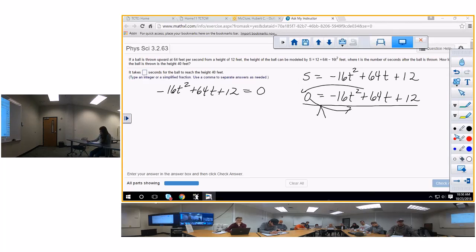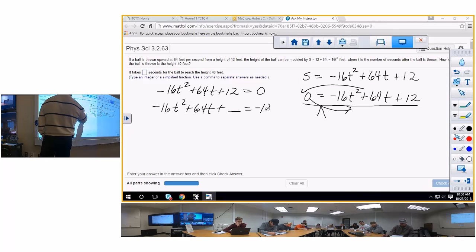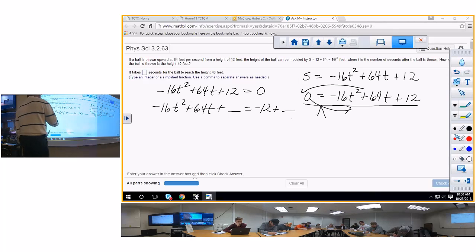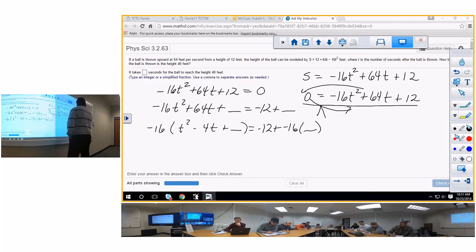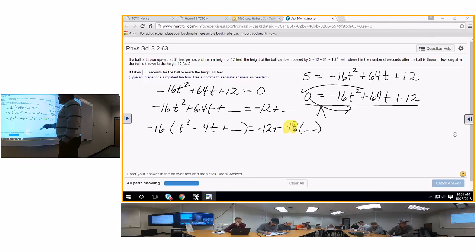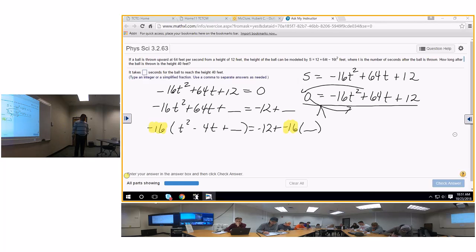So negative 16t squared plus 64t plus blank is equal to negative 12 plus blank. And I'm going to factor out for you negative 16, and that's going to give you t squared minus 4t plus blank is equal to negative 12 plus negative 16 times blank. And always remember, whatever you factor out, you have to multiply by the right side blank. Now I'm going to let y'all complete the square. That means you got to divide 4.